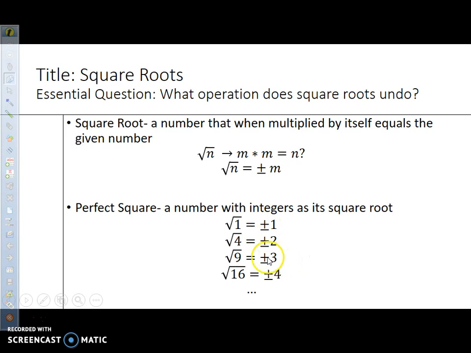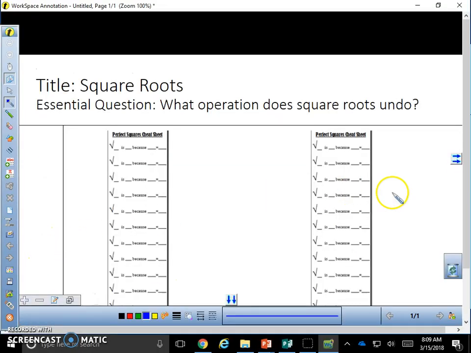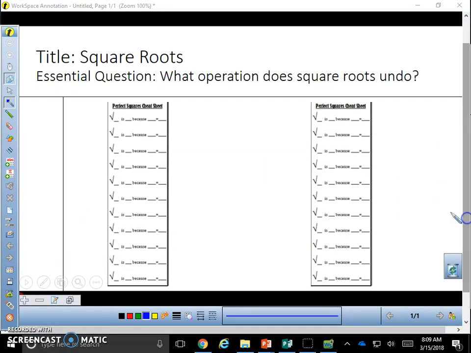We are going to get started on filling in that bookmark with our perfect squares. I already have the first 4 listed right here. Let me show you how you're going to fill that in your bookmark. You have one that's front and back, it should look similar to this. We're going to put the square root of 1.